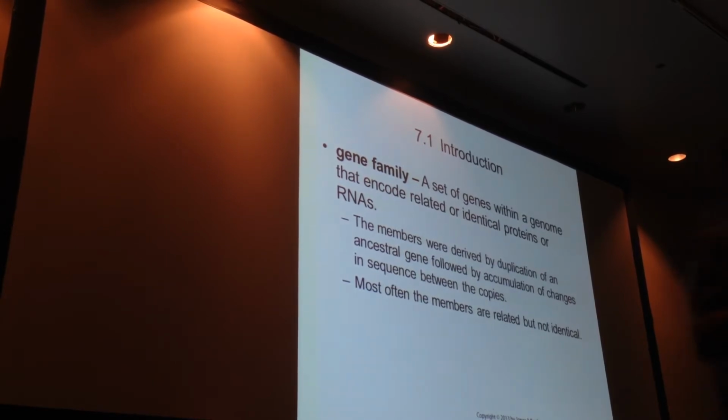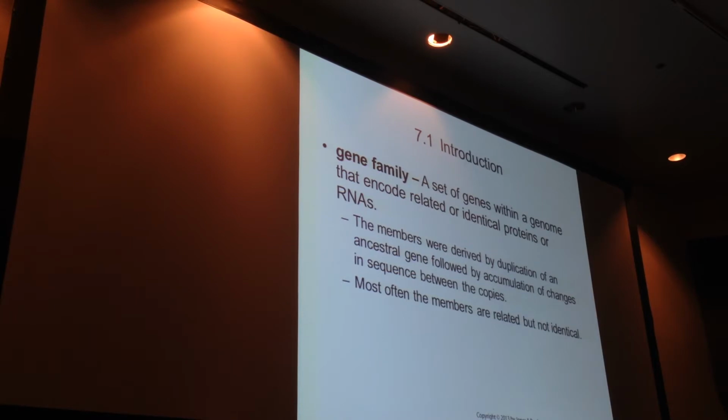So for example, beta-adrenergic receptor has some faint homology to odorant receptors. We would call that a homologous gene. However, odorant receptors are a family of 1,000 genes. We would tend to call those paralogs.